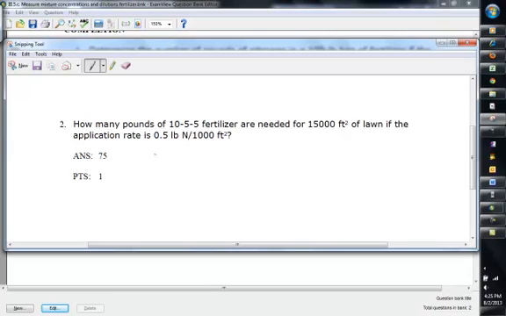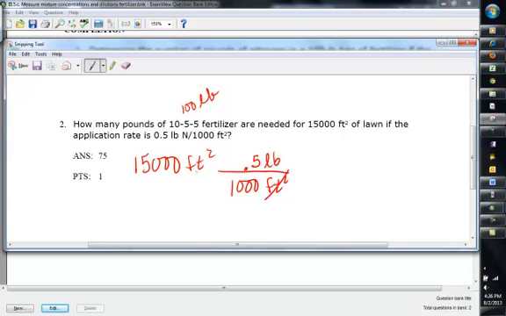So we have 10 pounds. Now remember, this is in a 100-pound bag. Let's not do it that way. Let's start with the size of the lawn. The lawn is 15,000 square feet. Okay, and we know that 1,000 square feet takes a half a pound. Those two are going to cancel. And so when we get that answer, we will know how many pounds we have.